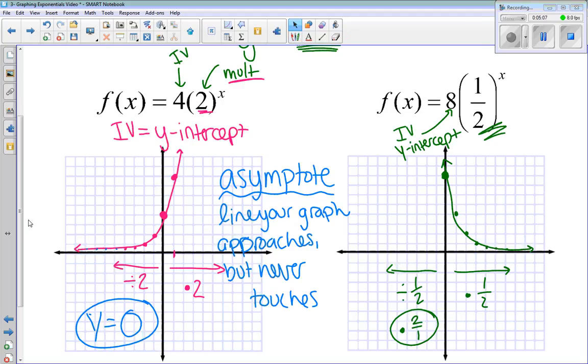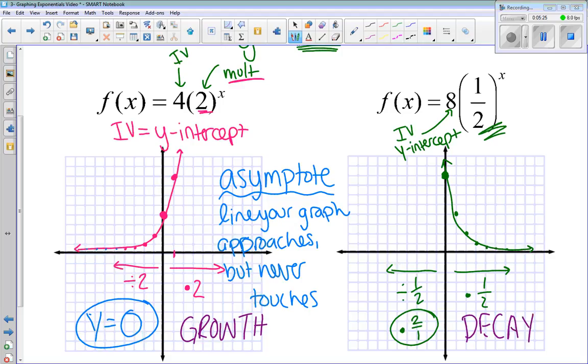Now, we have just graphed exponential growth and exponential decay. You guys have probably heard those words before. What we have on the left is considered exponential growth. And on the right, we have exponential decay. So in growth, it's getting bigger, and in decay, it's getting smaller.